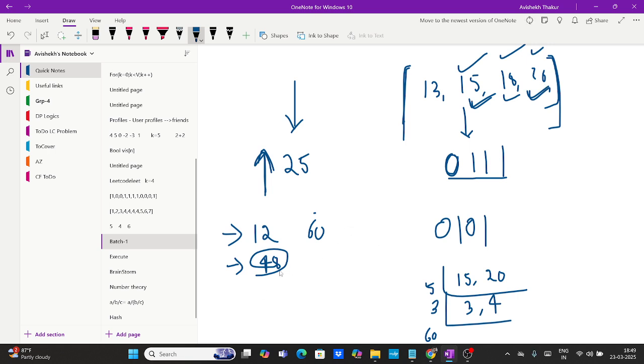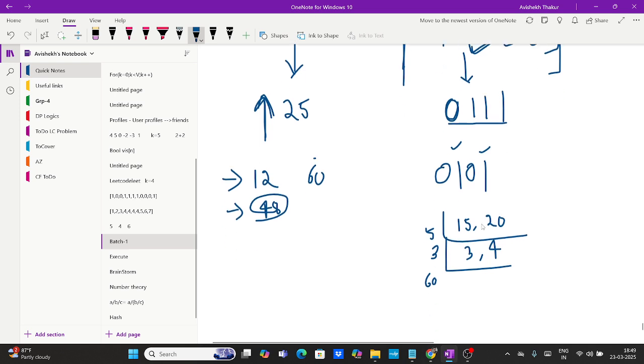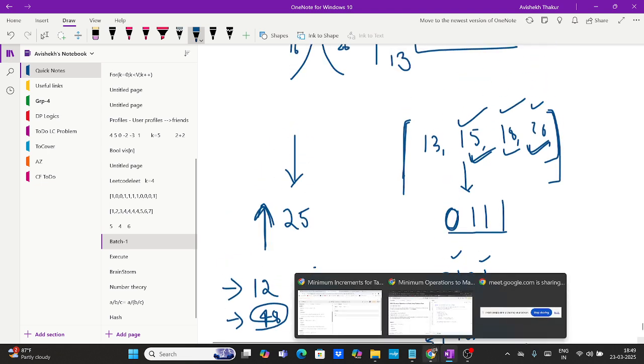Deva, did you get 48 or any other? I said this bit and this bit mean 15 and 20, right? Manan, did you get it? Yes. So we will do the same thing, if you see the code.